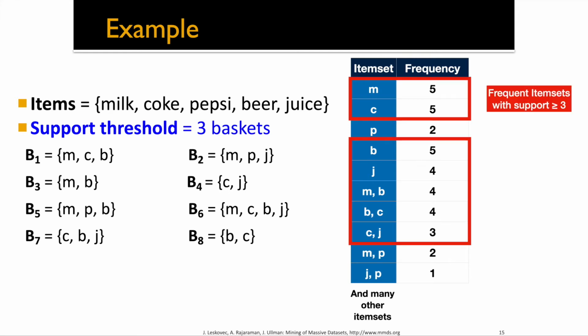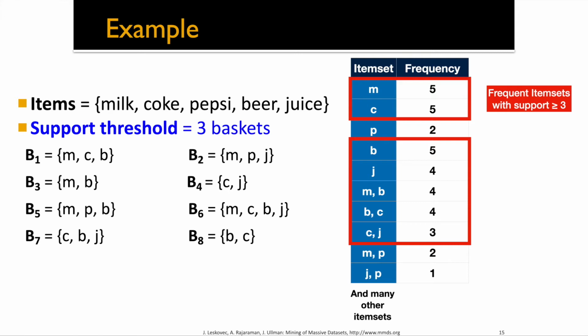And what we see are these 7 different item sets that have a support of greater than or equal to 3. So 4 singletons and 3 pairs of items. So we have milk and beer, beer and Coke, Coke and juice. Those occur relatively frequently. But milk and Pepsi seem to be rare. Juice and Pepsi also seem to be rare, relatively.